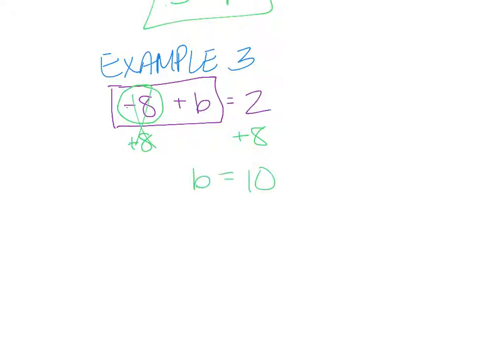Okay? If I put this 10 in for that, -8 plus 10 does equal 2, because 10 minus 8 equals 2. Hopefully you remember your integer rules. But if you need a number line or anything, come talk to me. I have number lines. They're pretty cool.